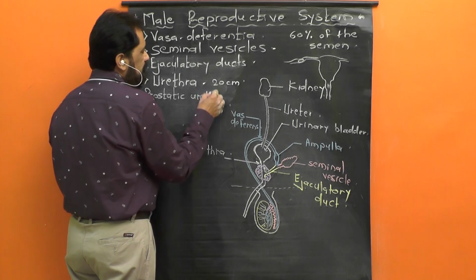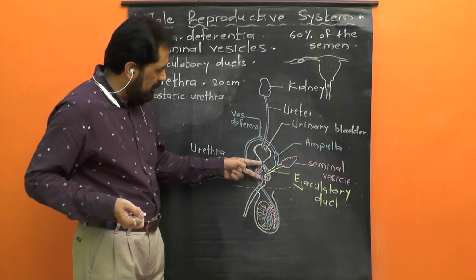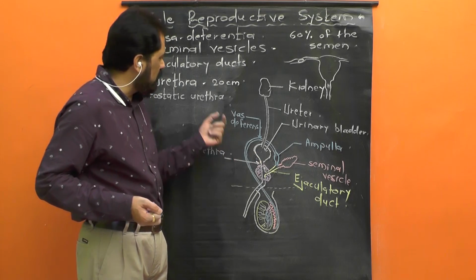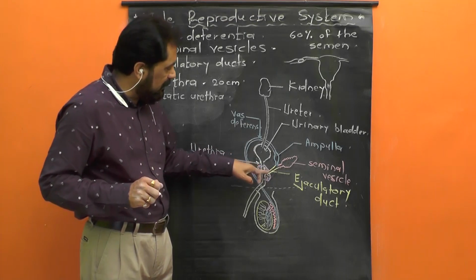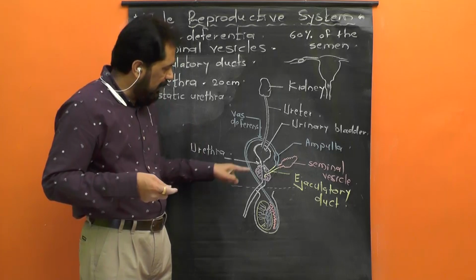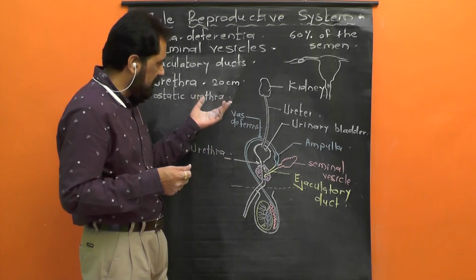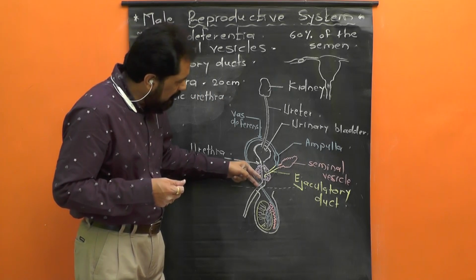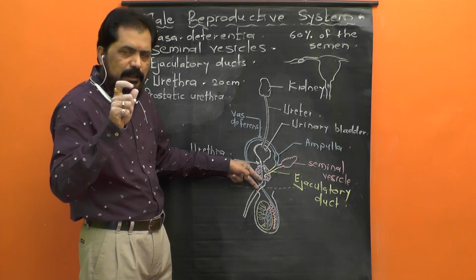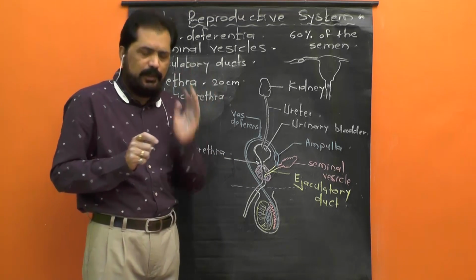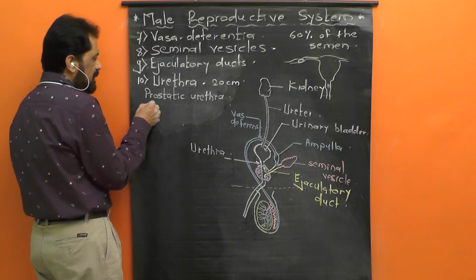I am going to repeat. The initial small part of the urethra having a length of about 2.5 centimeter, into which ejaculatory ducts open from both sides and which is surrounded by the prostate gland, is known as prostatic urethra. Then the middle part, which is also short, having a length of about 2.5 centimeter, is known as membranous urethra.